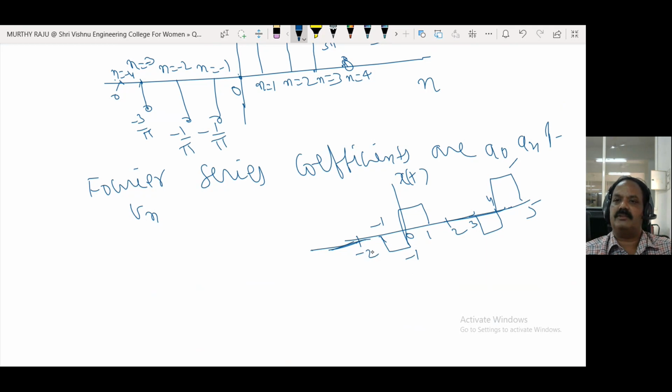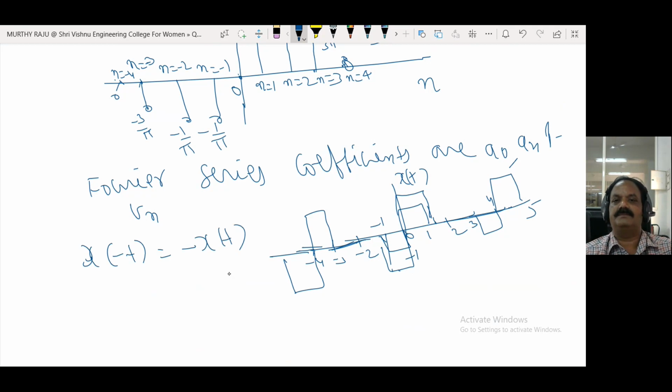Minus 1, minus 2, minus 3, minus 4. This one is x of minus t equals minus x of t. Odd function, odd symmetry. For odd symmetry, A naught is equal to 0.